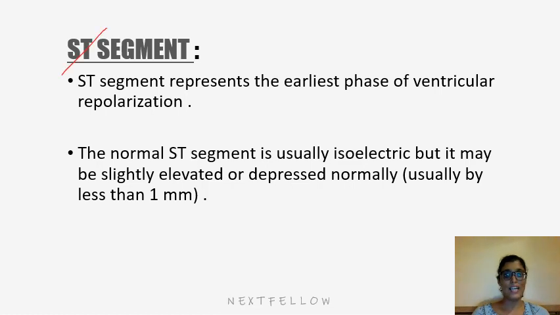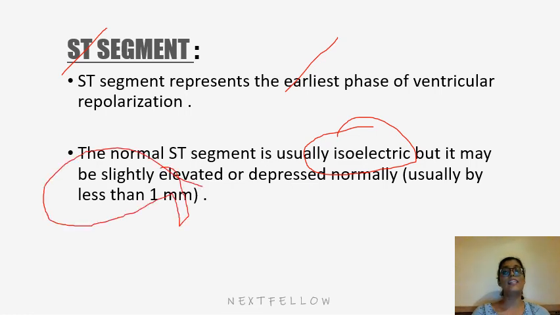ST segment. ST segment represents the earliest phase of ventricular repolarization. The normal ST segment is usually isoelectric, but it may be slightly elevated or depressed normally. Usually, the elevation or depression which is considered normal is less than 1 mm.